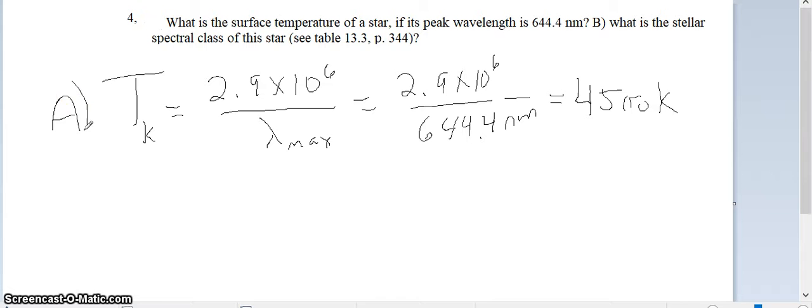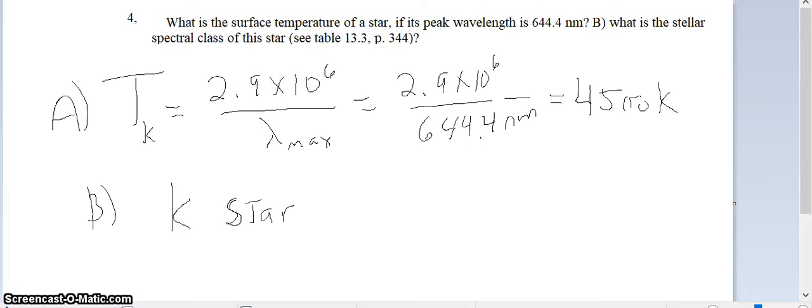If the answer comes out to be 4,500 Kelvin, just remember, the temperature of the sun is 6,000 Kelvin. So this is a star that's cooler than the sun. And if you look up on that table, part B, the table will clearly show that this falls in the range of a K-type star. This is a K star. All right, so that's that one.